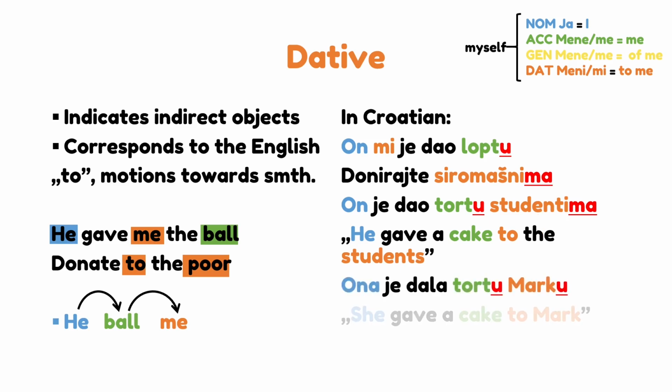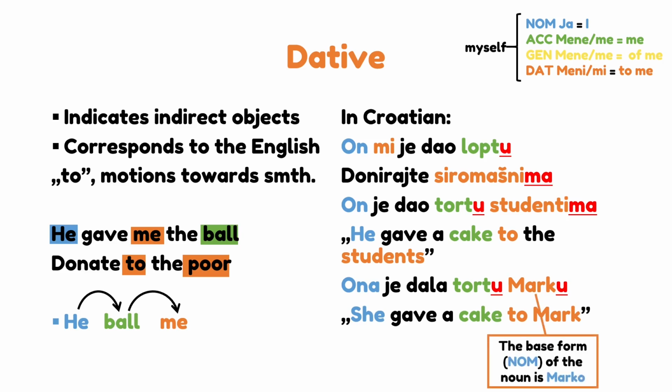Ona je dala tortu Marku, she gave a cake to Mark. Marko is the base form of the word, just meaning Mark, and with that u ending, it becomes to Mark.